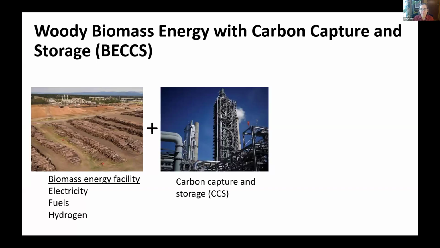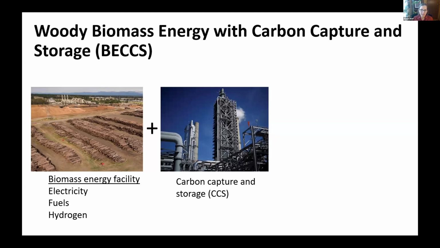I'm going to focus on a type of engineered carbon dioxide removal that is being very heavily promoted and subsidized as carbon negative, and that's woody biomass energy with carbon capture and storage. This specifically is using forest biomass to produce energy like electricity, fuels, and hydrogen, and to pair it with carbon capture and storage. And the claim is that this biomass energy is carbon neutral, so that putting some CCS equipment on the smokestacks will make it carbon negative, or achieve carbon dioxide removal from the atmosphere.